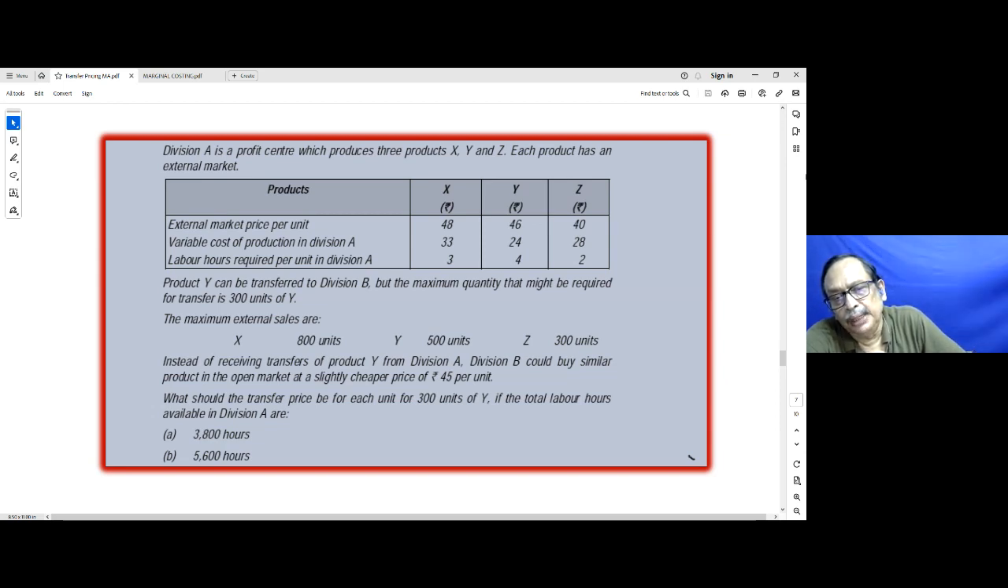What should the transfer price be for each unit for 300 units of Y if the total labor hours available in division A are 3,800 hours? That is one situation, and the next situation is 5,600 hours. Okay, so there are certain restrictions which have already been mentioned. Again, I repeat the question: what should the transfer price be if the labor hours available in division A are 3,800 hours and 5,600 hours? These two situations are independent. Each case is independent. Okay.